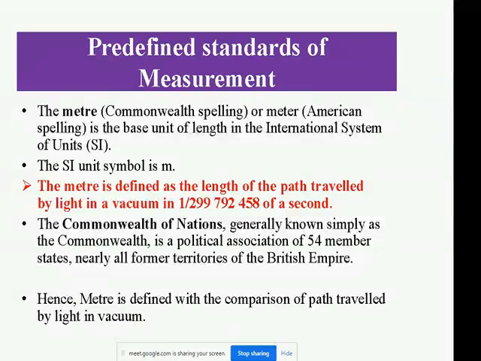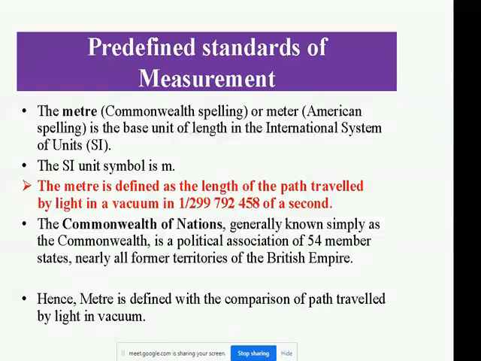The definition of meter is the length of the path travelled by light in vacuum in 1 by 3 into 10 to the power 8 of a second. We know that the speed of light is 3 into 10 to the power 8 meter per second, which means light travels 3 into 10 to the power 8 meter in a second.